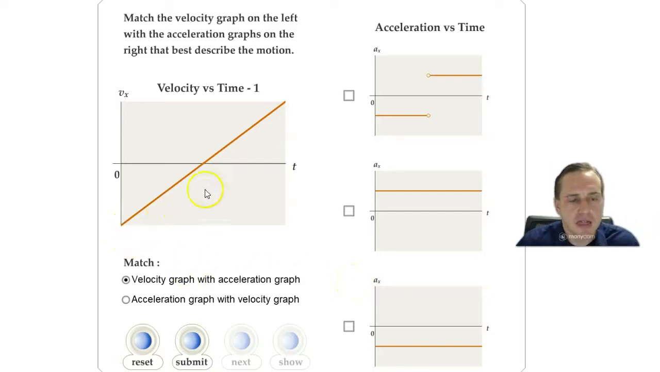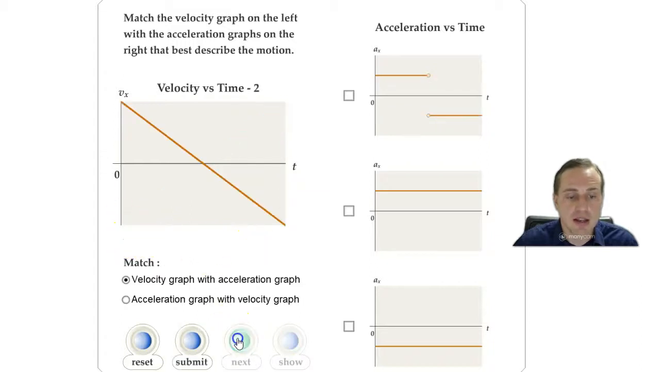So let's look at several examples here. Look at this. The velocity is negative, then it's 0, then the velocity is positive. But to me, it looks like a very constant slope. So if we have a constant slope of velocity versus time, I think that the particle has a constant acceleration, and furthermore, the acceleration is positive because the slope is positive. So let's see which of the graphs most closely matches. I think it's going to be the second acceleration versus time graph. Let's submit. That's correct. Click next to proceed.